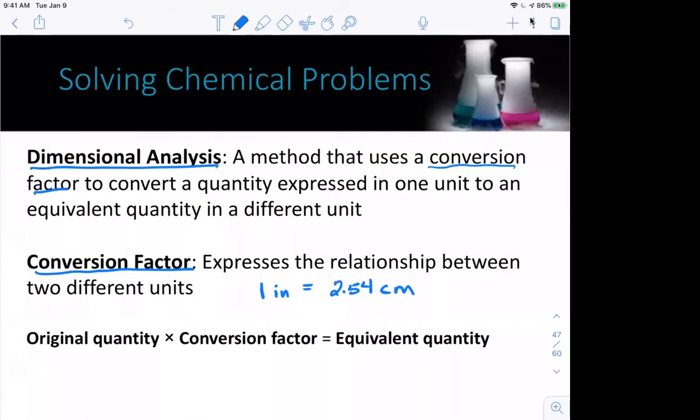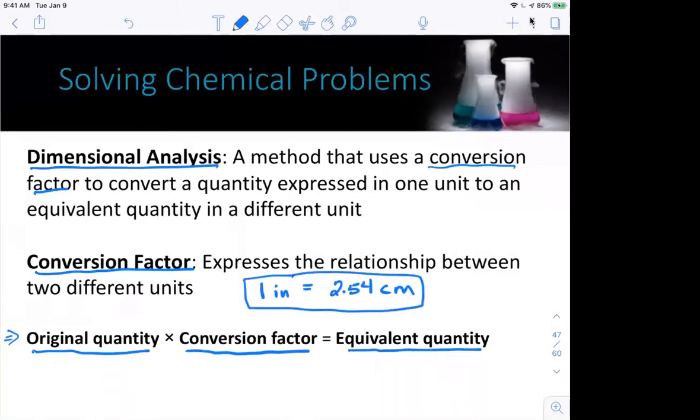This is where I'm going to start, with this equivalency statement, anytime I want to actually do a problem like this. This is the basic setup here. I start with what's given. I multiply by the conversion factor. And then what I'm going to get is the equivalency in this new unit that I'm talking about. So it all is based on these equivalency relationships that we're going to call conversion factors.